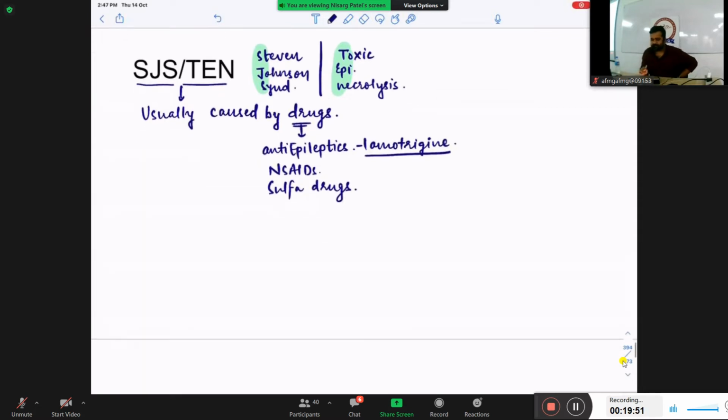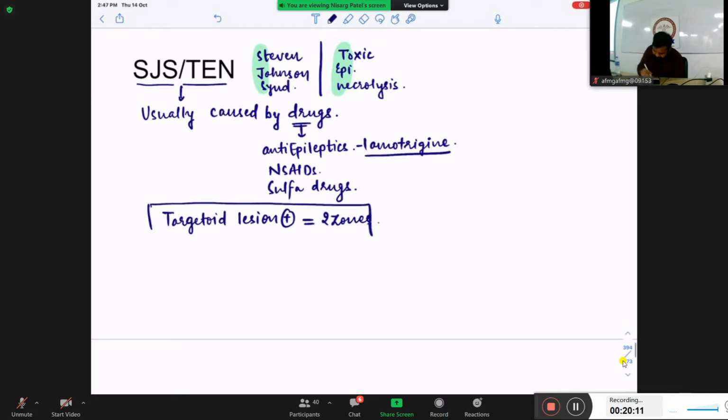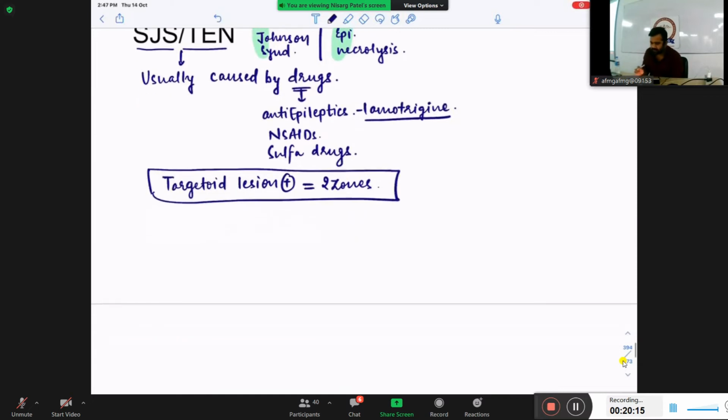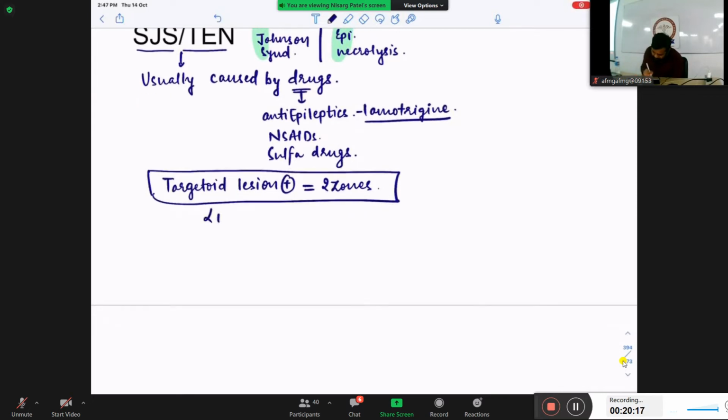Sulfa drugs can cause this. The lesion will have a targetoid lesion. A targeted lesion will be present initially, which has two zones.